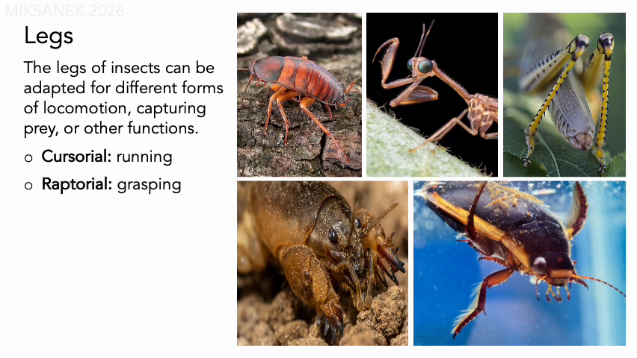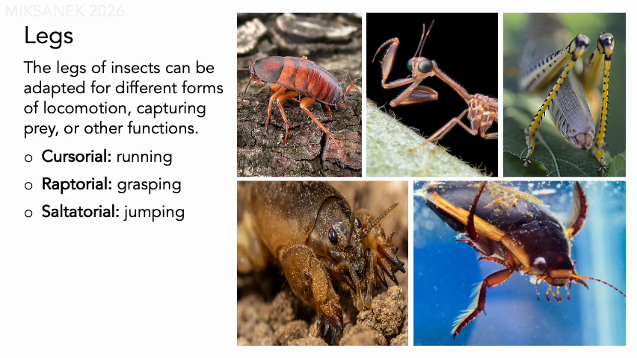Raptorial legs are grasping legs, and we see grasping legs in a variety of different groups. In this picture, it's actually not a praying mantis. This is a mantispid, a mantid fly. So it is unrelated to praying mantises, but does look very similar to a praying mantis. Other groups with raptorial legs include some assassin bugs and include, of course, real praying mantises as well. So those grasping legs are especially well adapted for capturing prey.